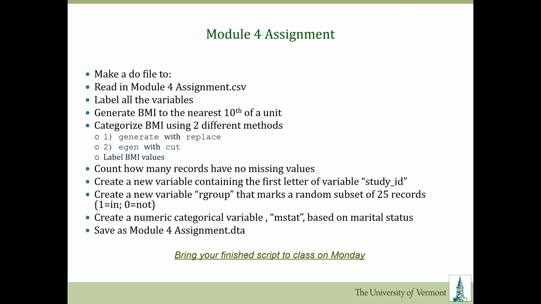Count how many records have no missing values. Create a new variable containing the first letter of the variable study ID. Create a new variable R group that marks a random subset of 25 records, 1 in and 0 not. And create a numeric categorical variable mstat based on marital status. Save the whole thing as module 4 assignment.dta and bring your finished script to class on Monday. See you then. Thank you.